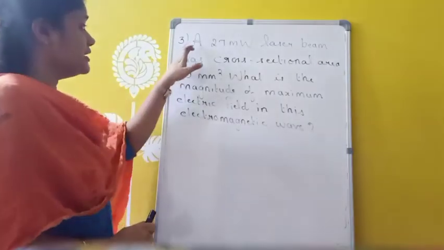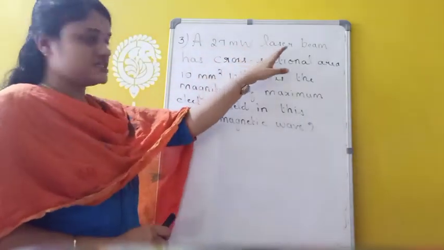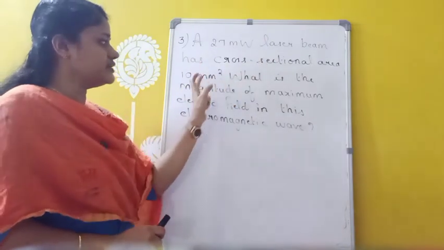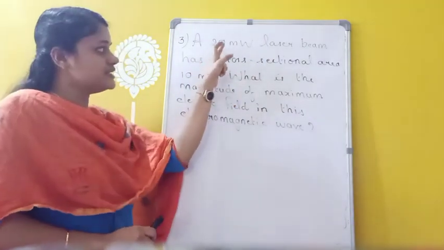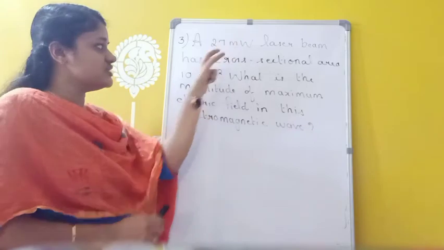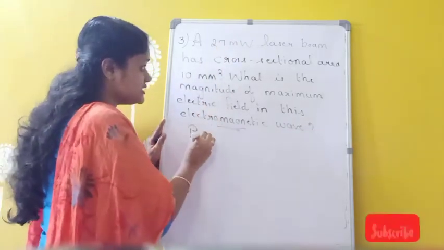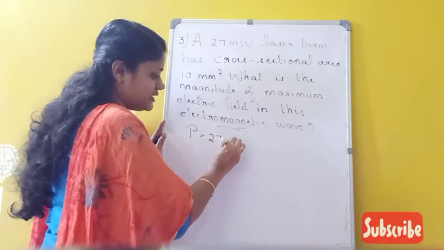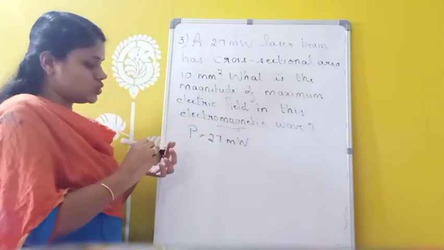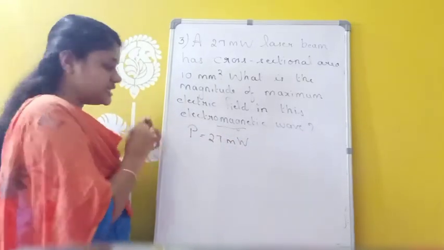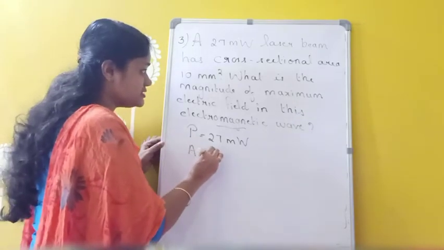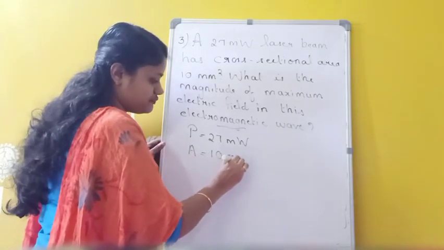Third problem: a 27 milliwatt laser beam has a cross-sectional area 10 millimeter square. This milliwatt indicates power. The power of the laser beam is given as 27 milliwatt. And this cross-sectional area is given as 10 millimeter square.